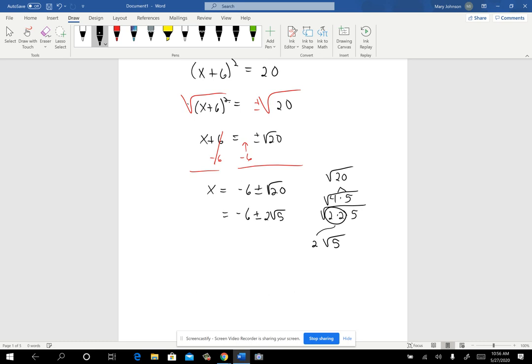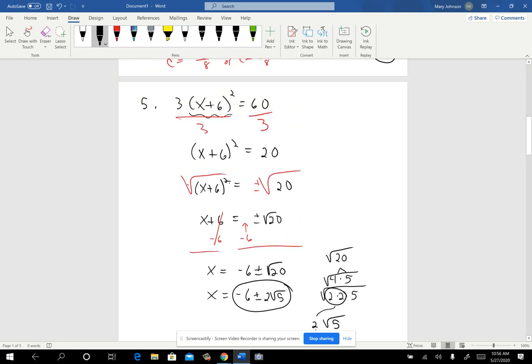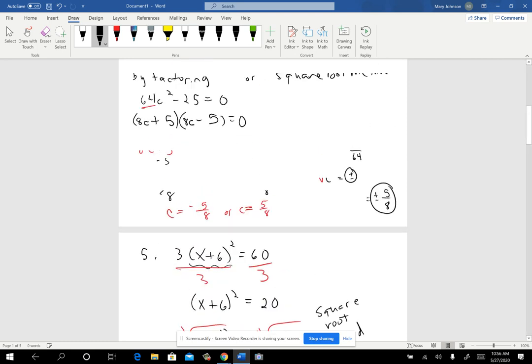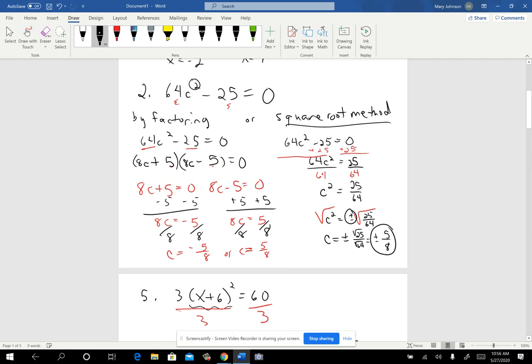And make sure you don't put the plus or minus between the 2 and the square root of 5. It's in front of it. And then this would be your final answer. These are your two solutions. And you can't put them together. They're not like radicals. So you'd stop right there. Okay? All right, so that was using the square root method, the square root property. And that's what we used here on the alternative way of working number 2.